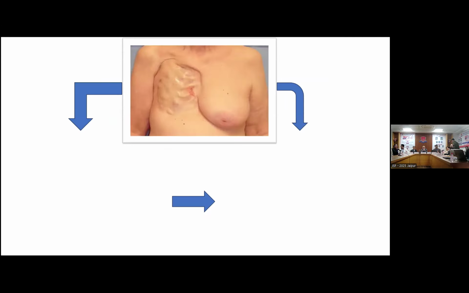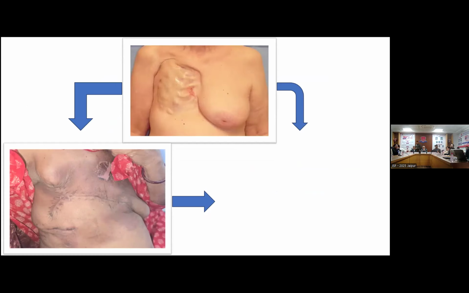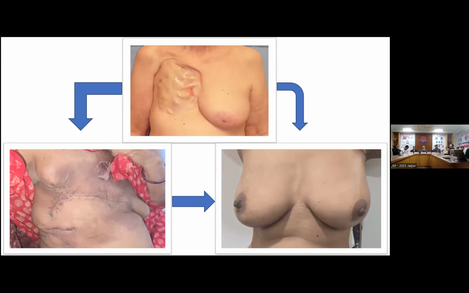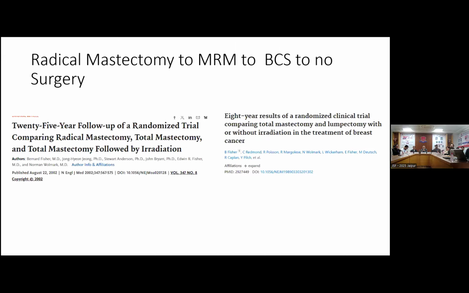So this is the scar that we used to have with the Halsted mastectomies. These are the scars of MRM that we routinely perform. And these are the surgeries that we are performing nowadays. As you can see, the breast is completely conserved, it is symmetrical, and we can hardly see any incision lines.